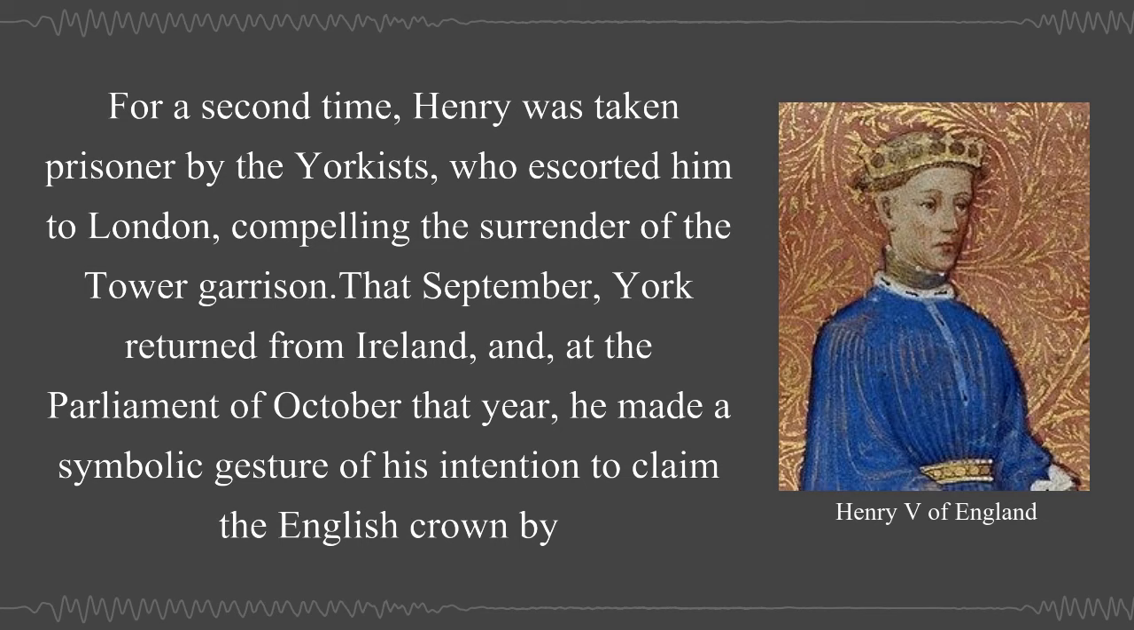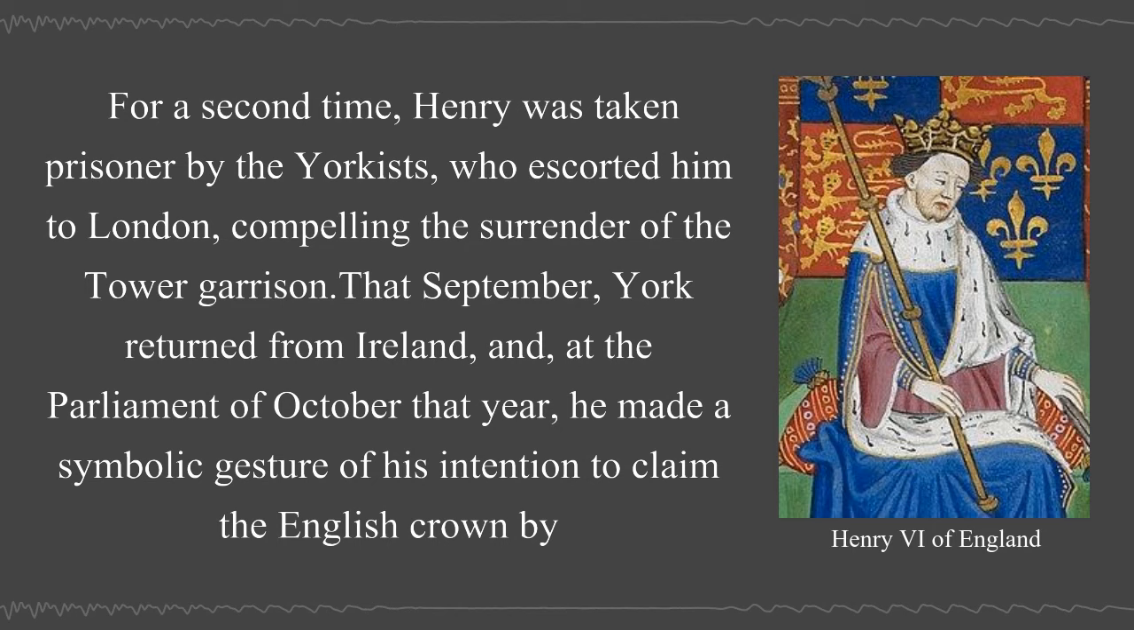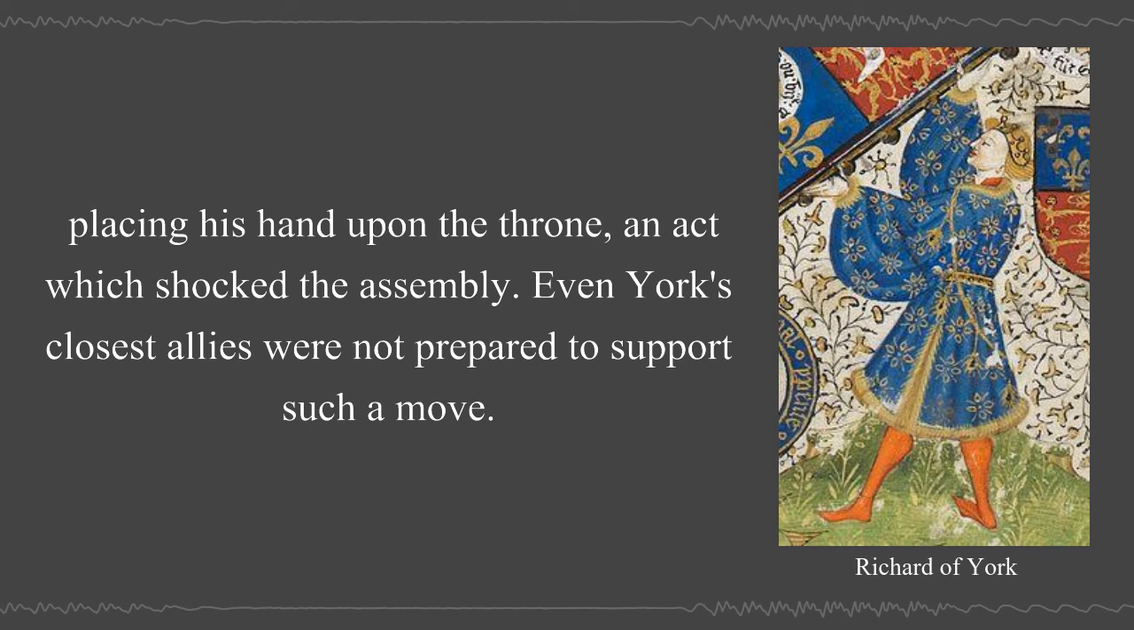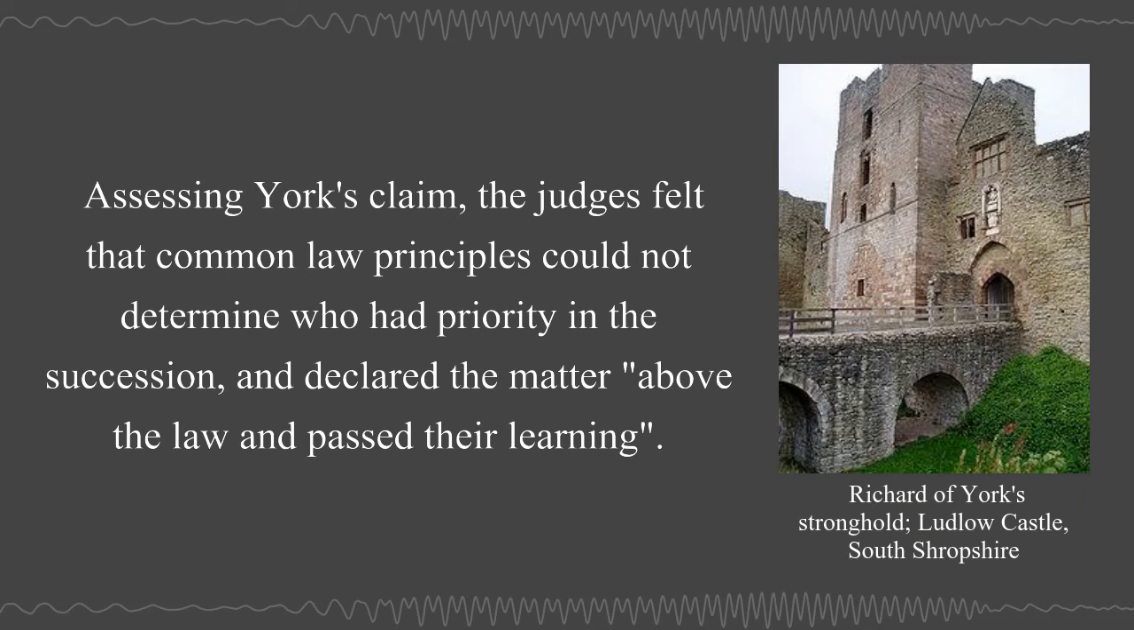the Tower garrison. That September, York returned from Ireland, and at the Parliament of October that year, he made a symbolic gesture of his intention to claim the English crown by placing his hand upon the throne, an act which shocked the assembly. Even York's closest allies were not prepared to support such a move. Assessing York's claim, the judges felt that common law principles could not determine who had priority in the succession and declared the matter above the law and passed their learning.